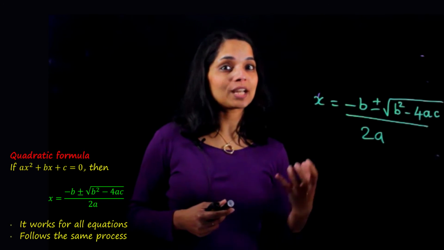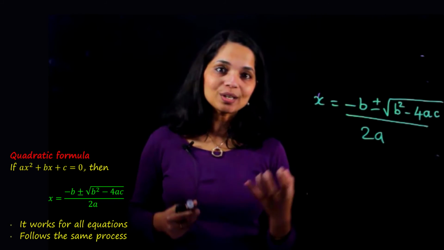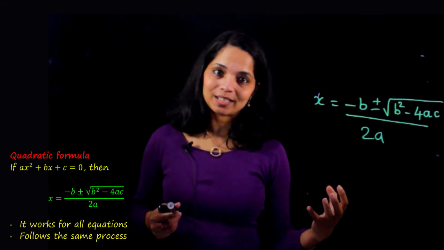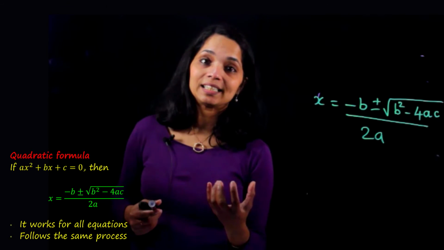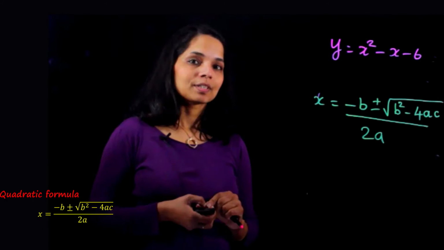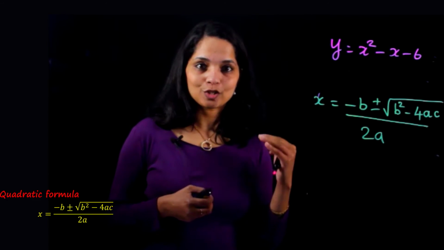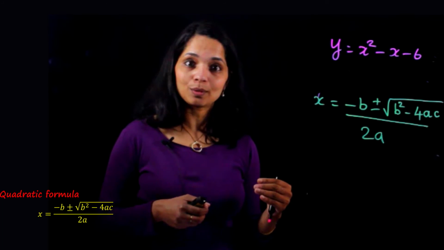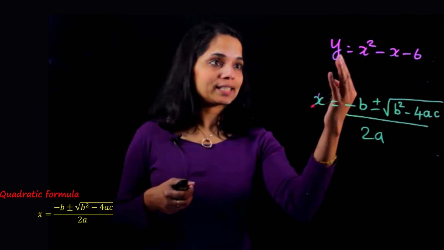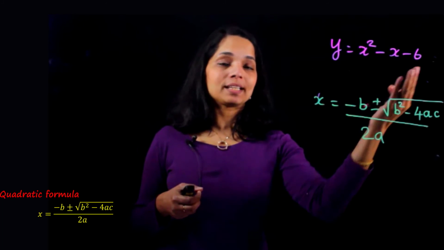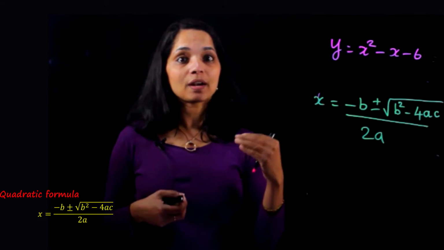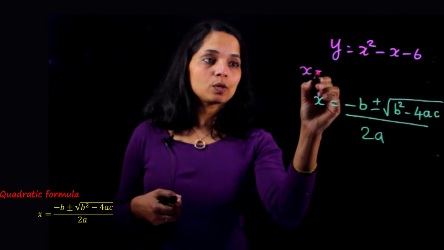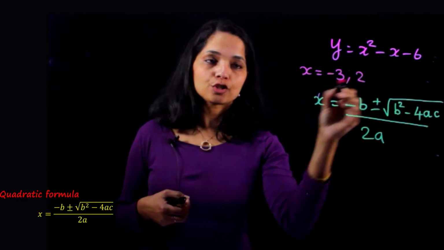So for example, if you're trying to sketch a graph, the turning point form can be obtained very easily with the completing square technique. That will then directly give us the vertex. The quadratic formula also helps us to draw the quadratic function, even though it doesn't give us that much insight into the problem straight away. So let's take an example, y equals x squared minus x minus 6, for which we already found the solutions: x equals minus 3 and 2.